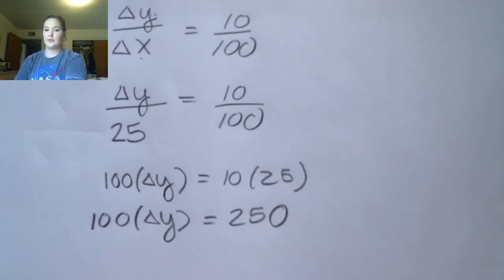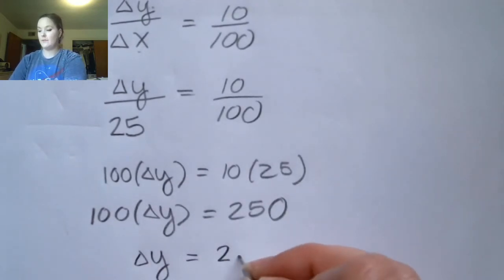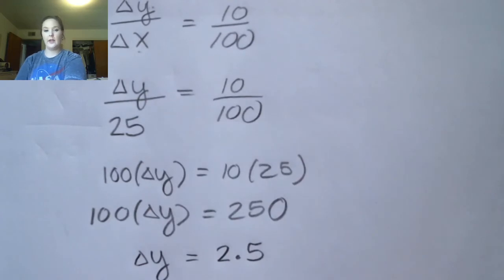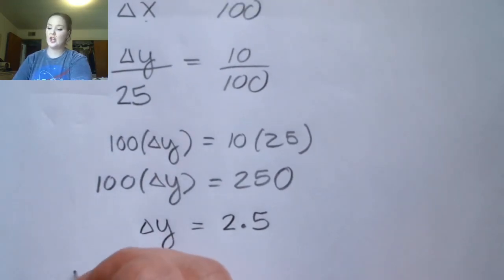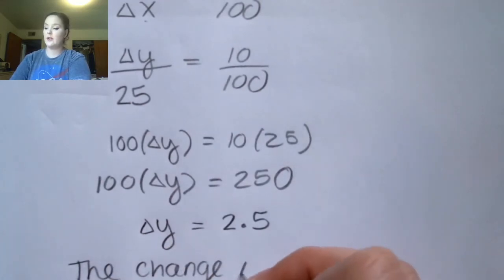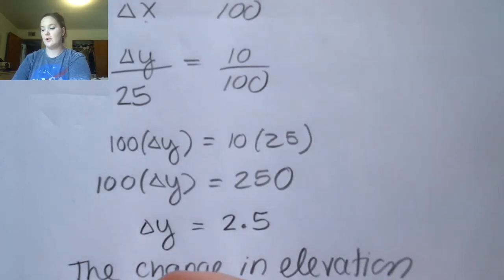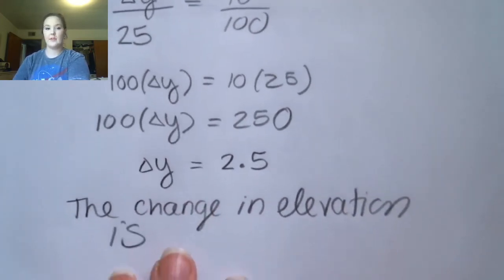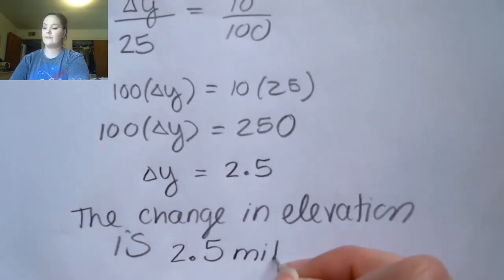I'm going to divide both sides by 100. Okay, so my change in y is 2.5. So what is the change in elevation? The change in elevation is 2.5 miles.